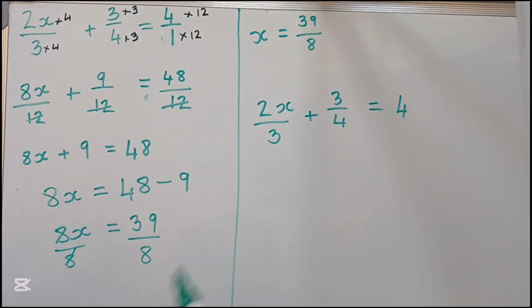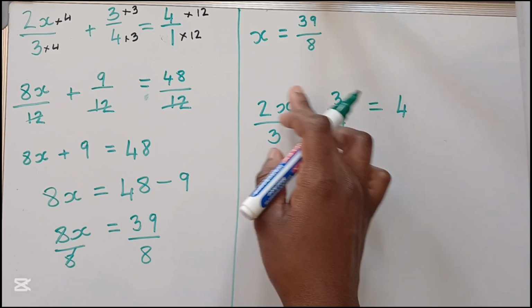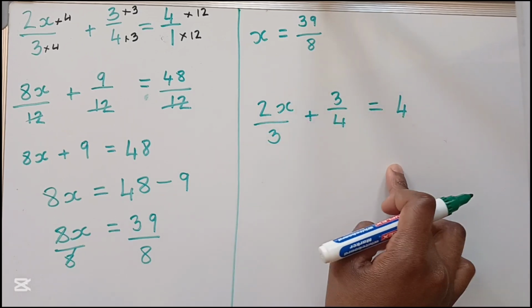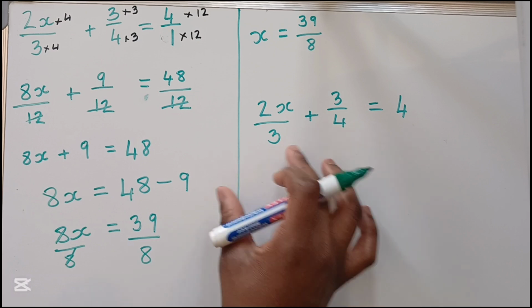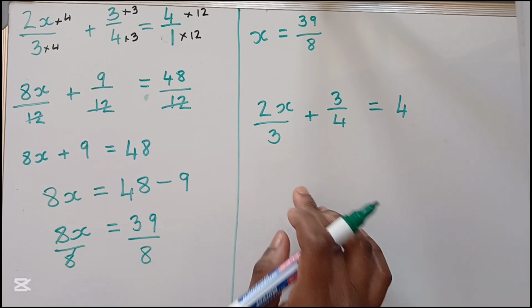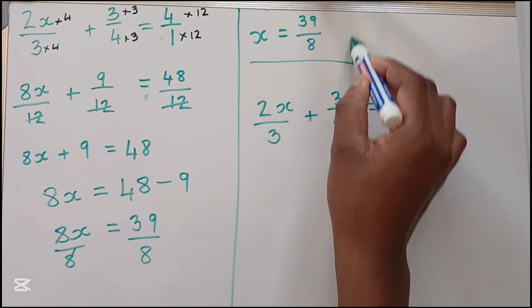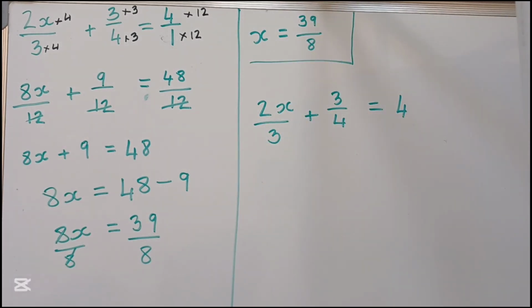And if you want to verify, substitute this 39 over 8 into this equation. And if the one side of the equal sign and the other side have the same value, that means that this is indeed the value for x, 39 over 8.